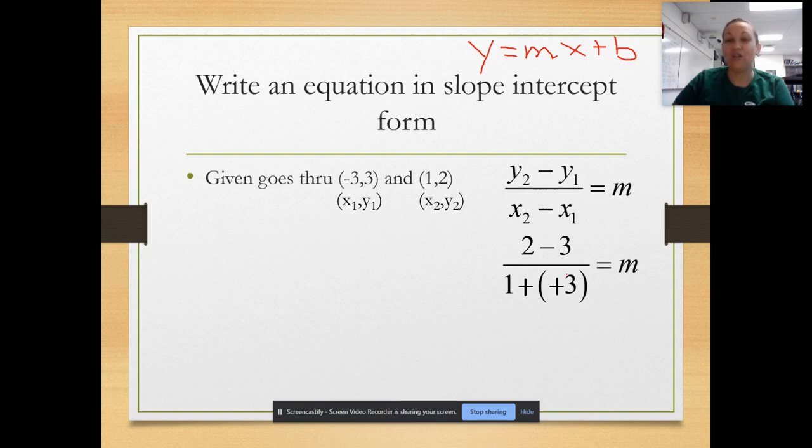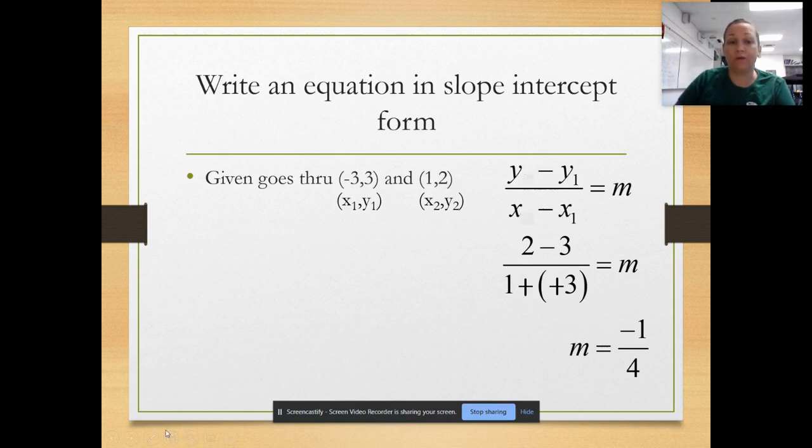All right, 2 minus 3 is negative 1. And now this is 1 plus 3, which is 4. And so my slope for this question is negative 1 over 4. Again, it's important that we attach the negative sign to the top number, that we do not float it in front of the fraction. At this point in time, I'm ready to use my altered slope formula.